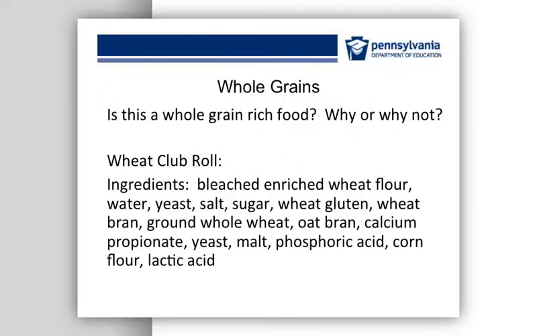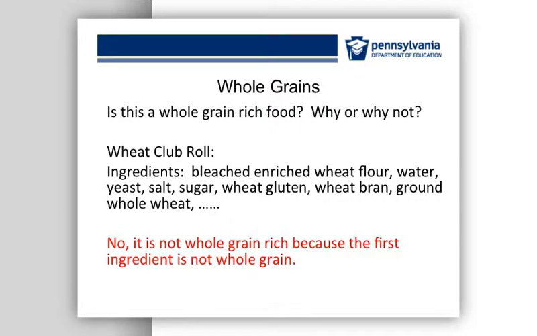This slide lists ingredients for a wheat club roll. Take a few minutes to review the ingredients and think about whether or not this is a whole grain rich item. If you said no, this is not a whole grain rich item, you are correct because the first ingredient, bleached enriched wheat flour, is not a whole grain.